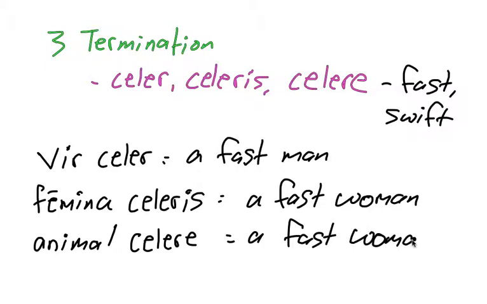Okay, so you'll be able to tell just by looking at the vocab entry what the termination is, whether it's three termination or two termination or one termination. You'll always be able to tell if you know the vocab entry. Okay, now let's look at declining these, and we'll decline celer out in full.